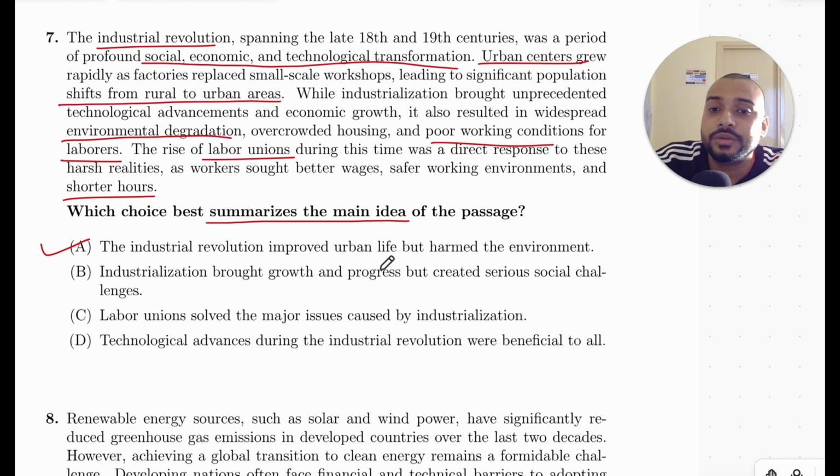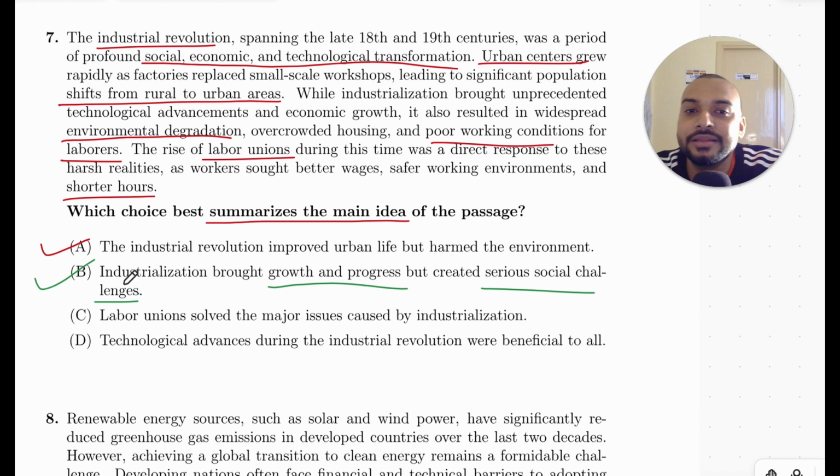Option B, industrialization brought growth and progress but created serious social challenges. Yep, this is also correct. It brought growth and progress. This has been mentioned explicitly, but created serious social challenges. So yep, option B is mentioning the points from the passage and with the kind of intensity through which the passage itself mentioned. Option C, labor unions solved the major issues caused by industrialization.